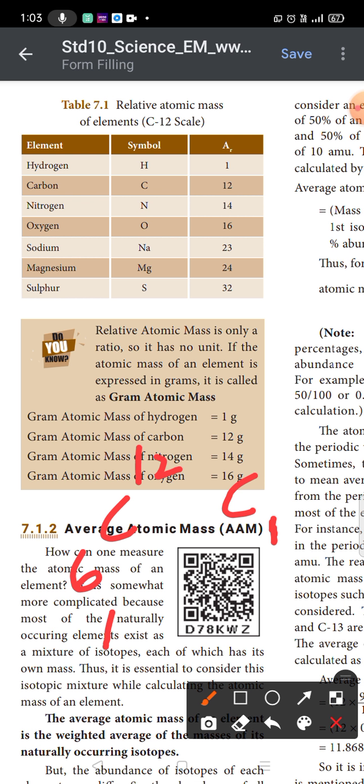The number of atoms will be 1 and the mass number is 12. So 1 into 12 will give 12 gram, which is the gram atomic mass of carbon.